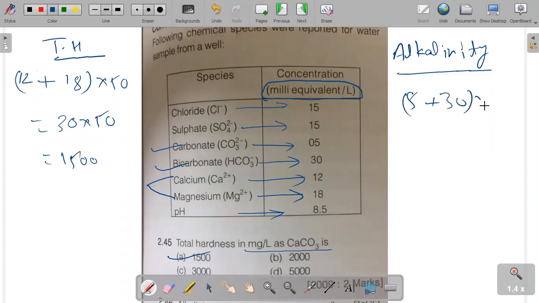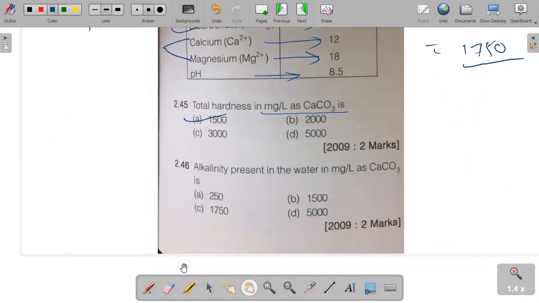For carbonate we have 5 milliequivalent per liter, and for bicarbonate we have 30 milliequivalent per liter. Multiply it with 50, which is the milliequivalent for CaCO3, you get 35 into 50, which is 1750. So 1750 is your correct answer, which is option C given here. So this is the GATE question of 2009 for 2 marks.